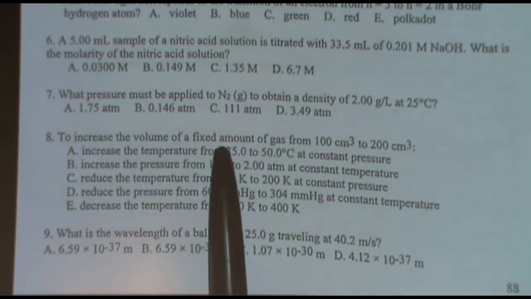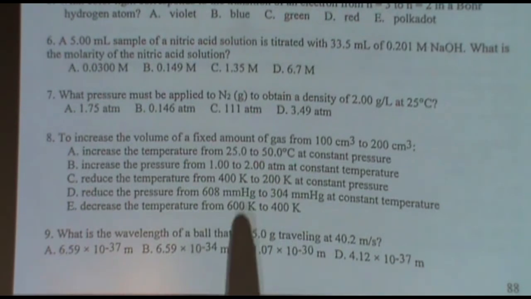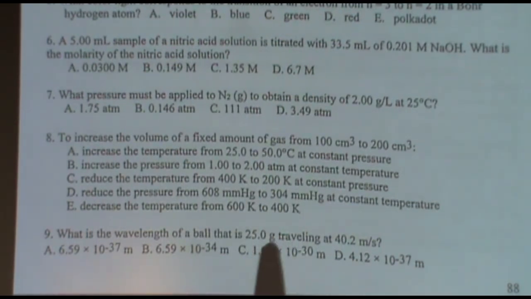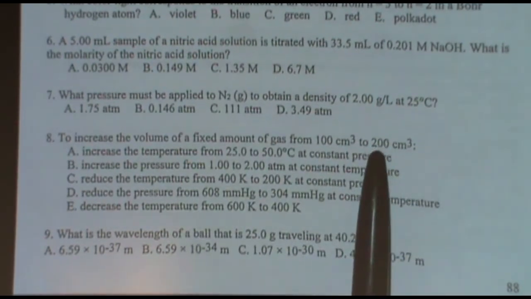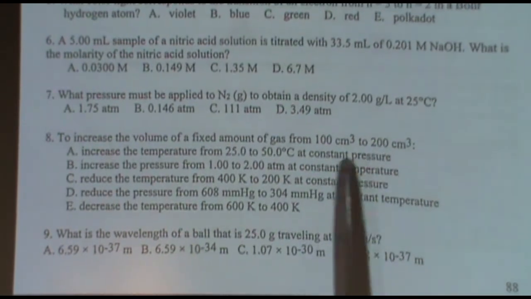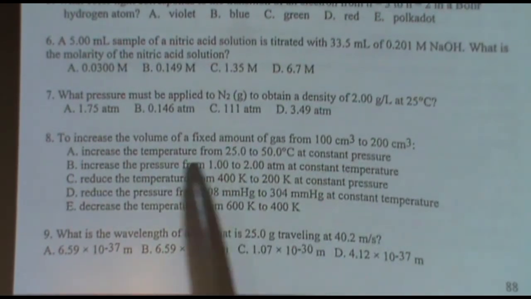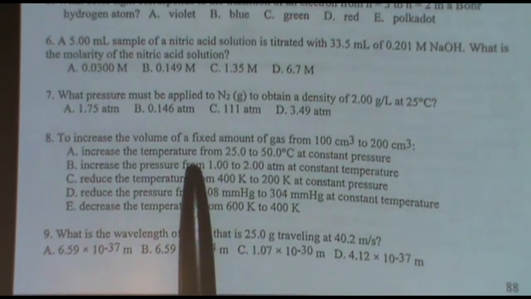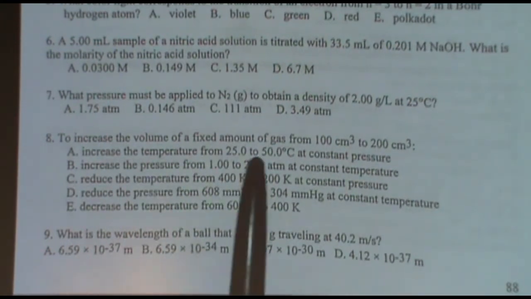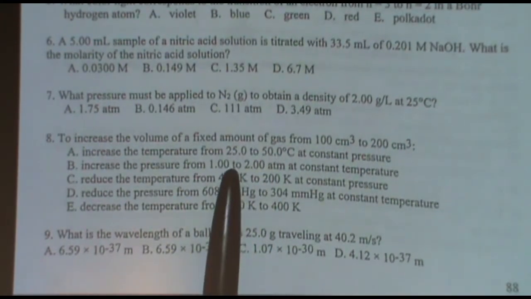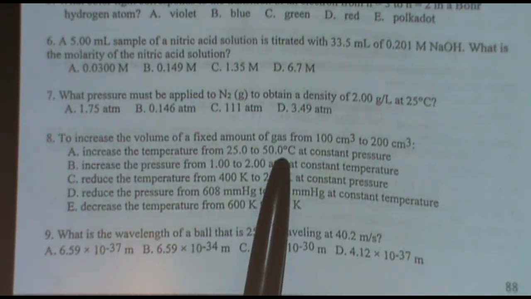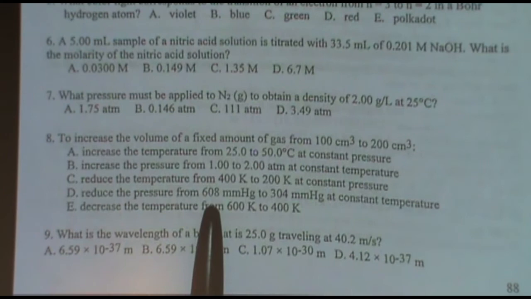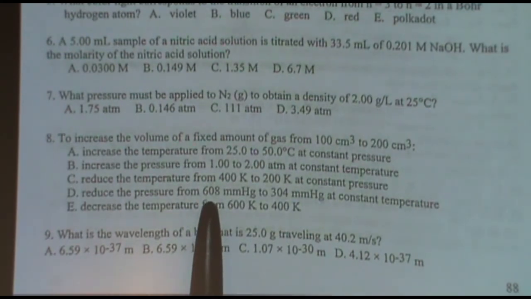To increase the volume of a fixed amount of gas, that means n is constant. The moles are constant. It looks like you're doubling the volume, 100 to 200. So the volume doubles. You think that this might cause the temperature to go from 25 to 50, but that's probably not going to happen. Let's look at D for a minute. You don't want it to be D, but it probably is.